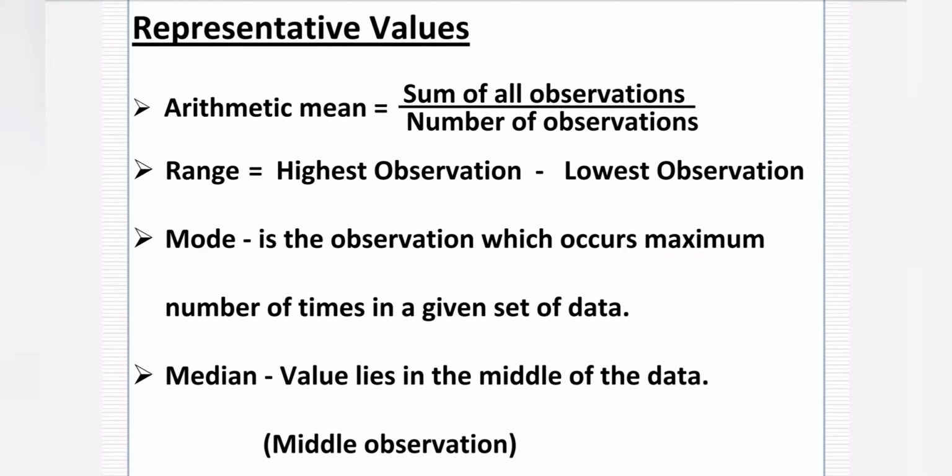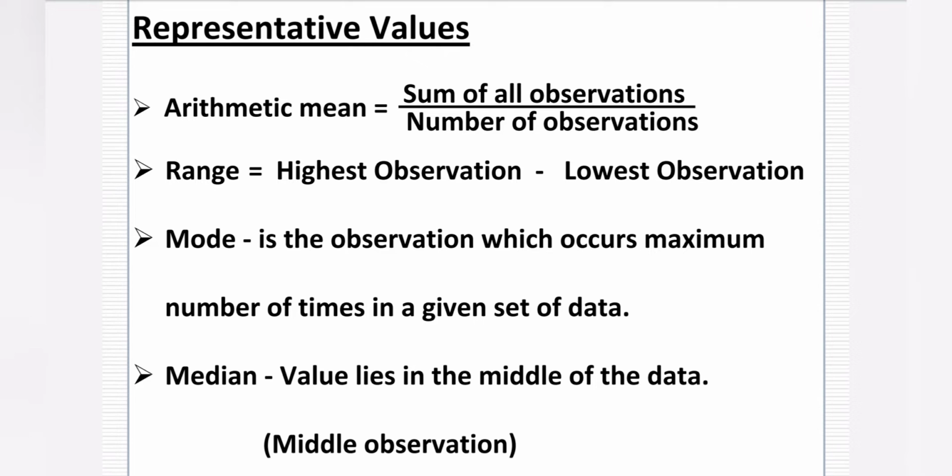The first one is arithmetic mean, commonly known as average also. To find arithmetic mean, we have to divide sum of all observations by number of observations. That means arithmetic mean is equal to sum of all observations divided by number of observations. Second one is range. Highest observation minus lowest observation. That means a range is a difference between the highest and the lowest observation.